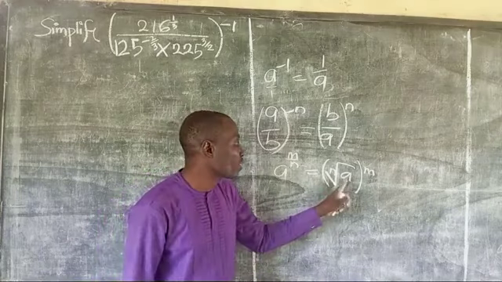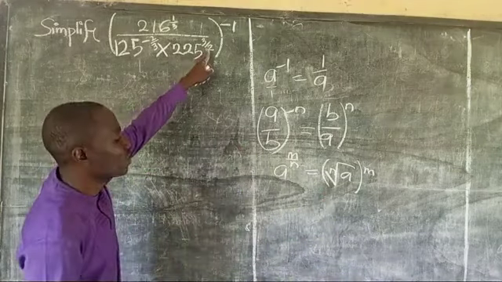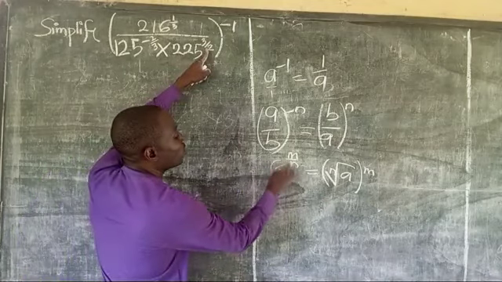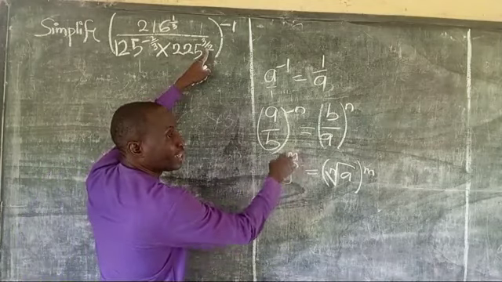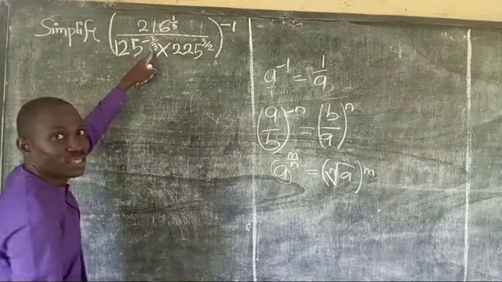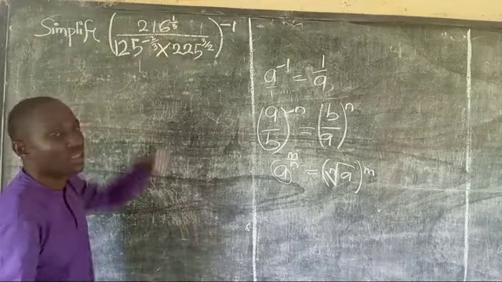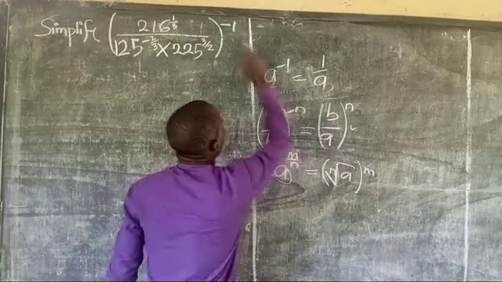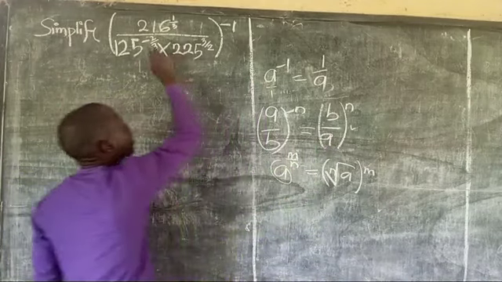Why are we bringing in this? Because we are having such cases here, where we have terms raised to powers that are dividing each other. Look at this here. Even in this case, it's negative. You see 1 over 3. So we employ this for the first one and this for each of the others.